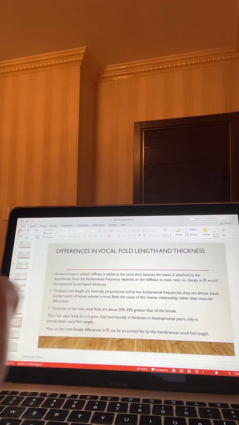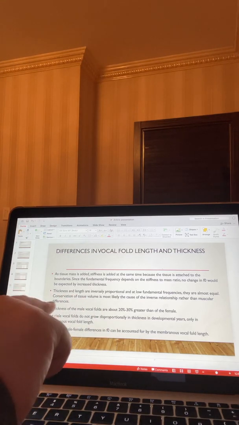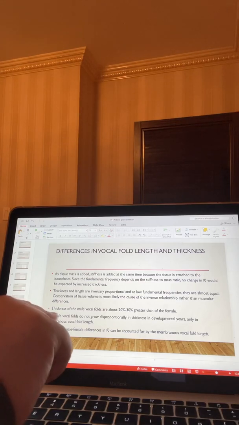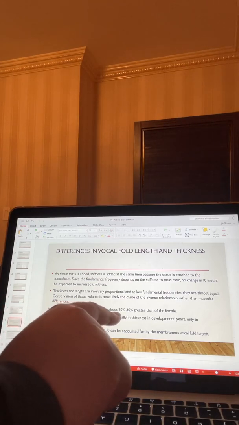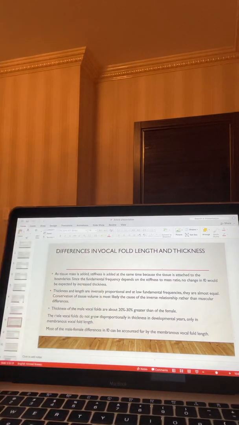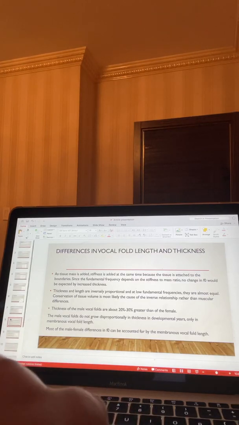Thickness and length are inversely proportional, and at low fundamental frequencies, they are almost equal. Conservation of tissue volume is most likely the cause of the inverse relationship rather than the muscular differences. Thickness of the male vocal folds is about 20 to 30% greater than that of the female. The male vocal folds do not grow disproportionately in thickness in developmental years, only in membranous vocal fold length. Most of the male-female differences in F0 can be accounted for by the membranous vocal fold length.